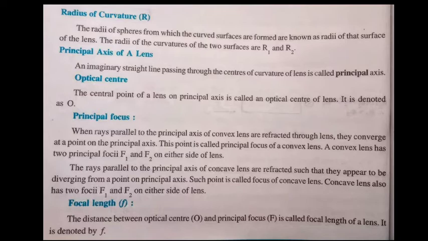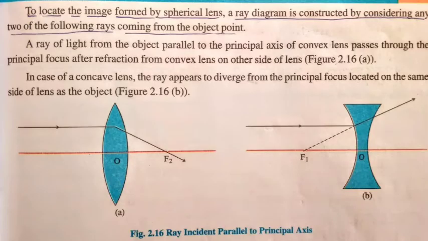Now another term we are taking. To locate the image formed by a spherical lens, a ray diagram is constructed by considering any two of the following rays coming from the object point.